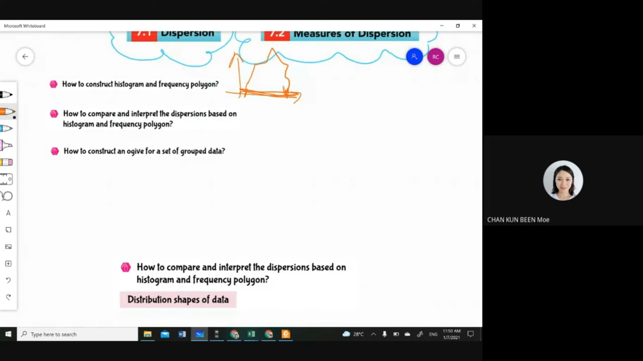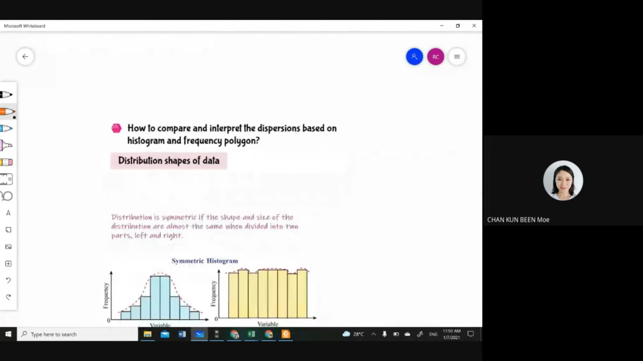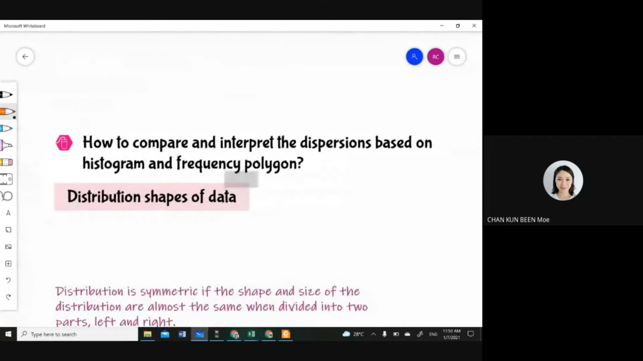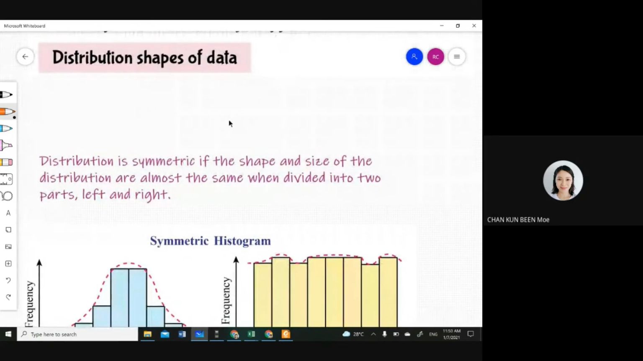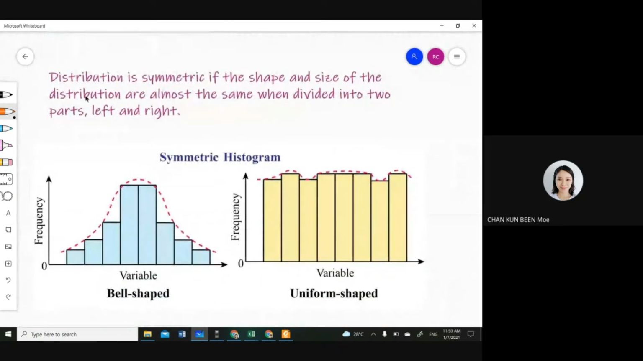Okay, let's see how to compare and interpret the dispersions based on histogram and frequency polygon. So to compare and interpret over here, we need to look at the shape of the histogram and the frequency polygon. So we are going to see the distribution shapes of data. Okay, now we move down here. So what is the meaning over here?